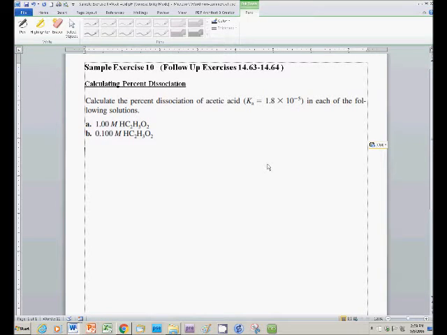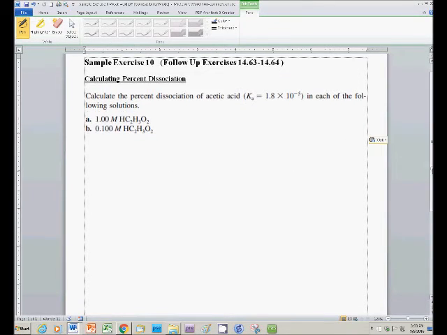Okay, so in this next video we're going to look at how to find percent dissociation for a weak acid. We know for a strong acid it's 100% dissociated. Here we're going to see that it should be less. Let's take a look at this problem here for acetic acid at two different concentrations and see how the percent dissociation changes from one concentration to the next.